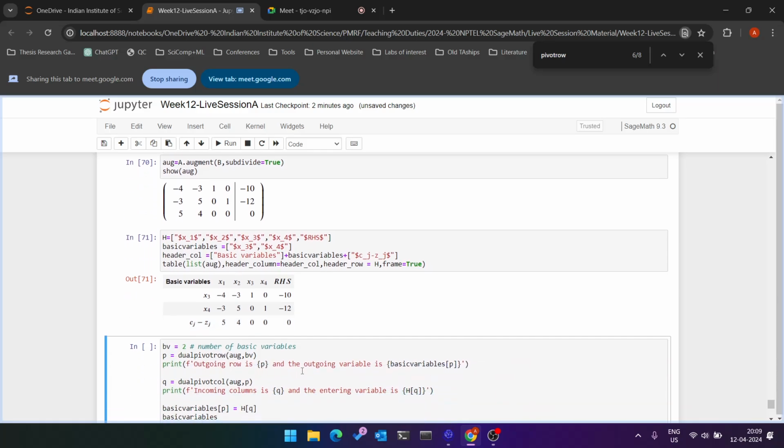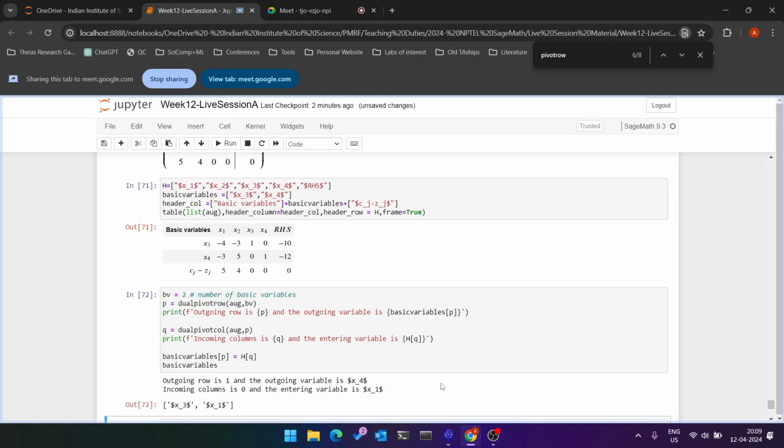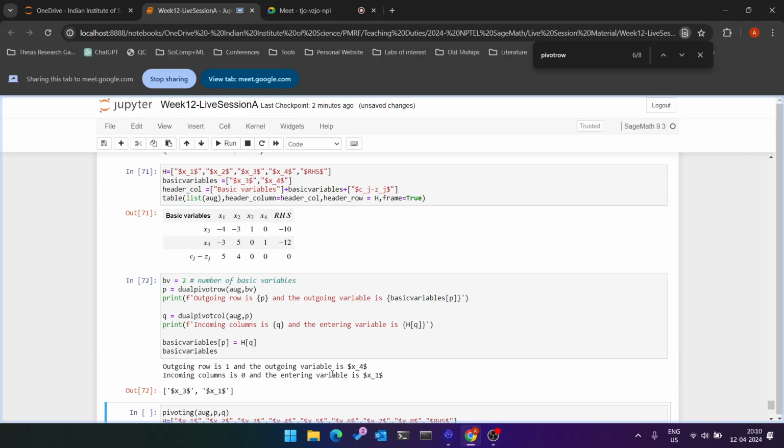My number of basic variables is 2, so I use the dual pivot row function with two variables. It evaluates what my outgoing row and my outgoing variable is. Similarly, I use the dual pivot column to calculate my incoming variable. Next I assign the correct basic variable. It turns out, using the dual pivot row function, that my outgoing variable is x4, whereas my incoming variable is x1.